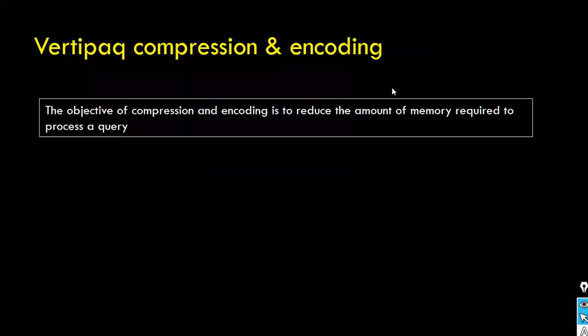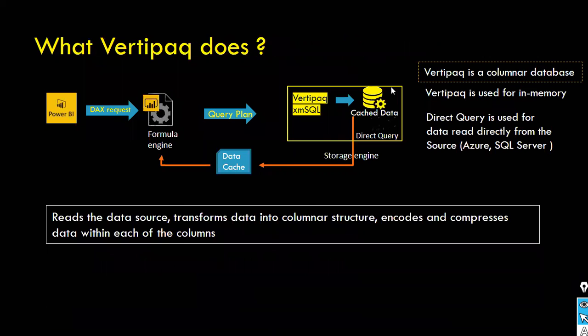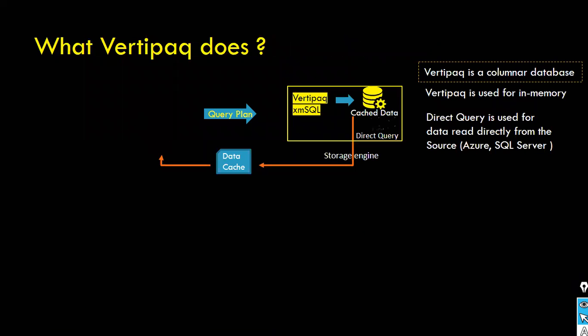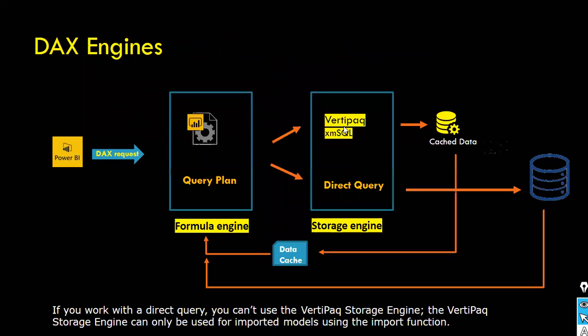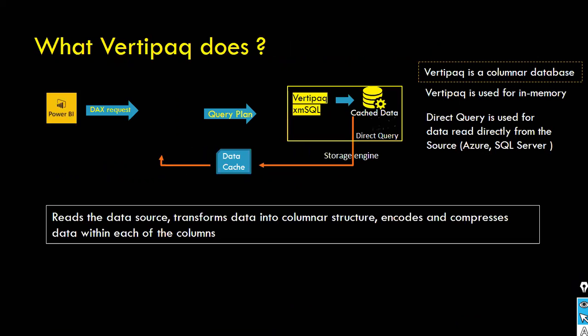And next, I told you one more thing here, right? The VertiPaq engine converts the tabular data to columnar data. Now we understood the advantage of the columnar database. Not only does it convert the tabular into columnar, it also does the encoding.